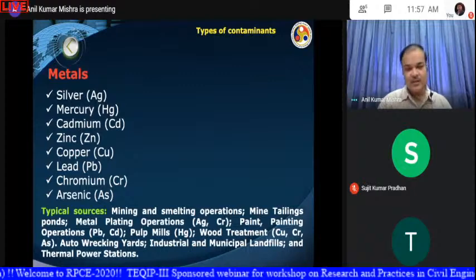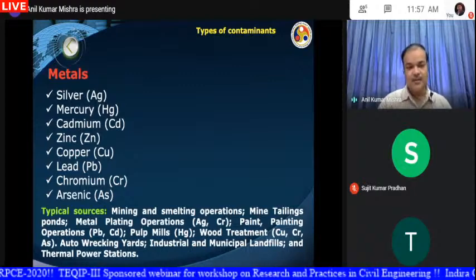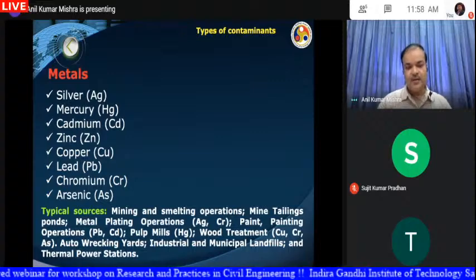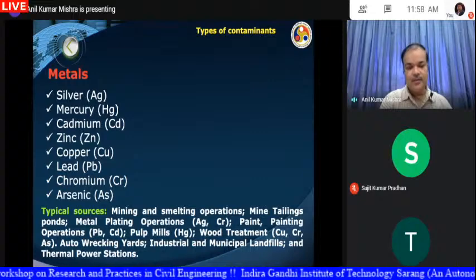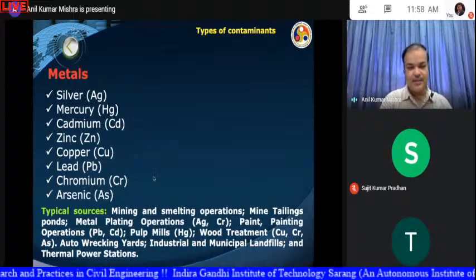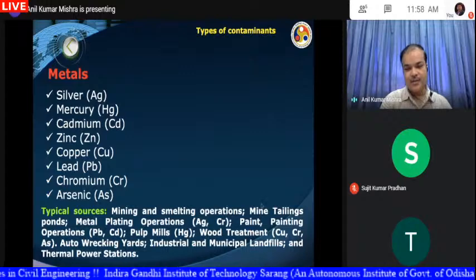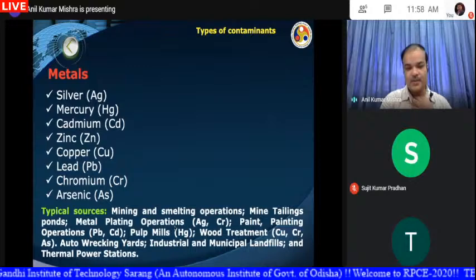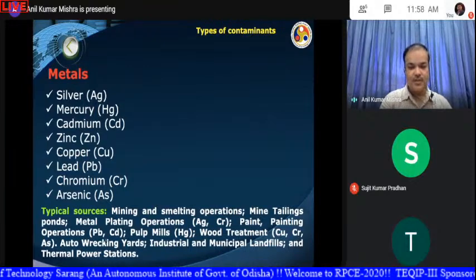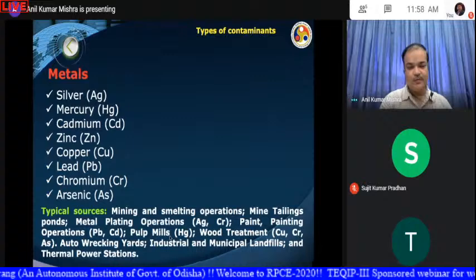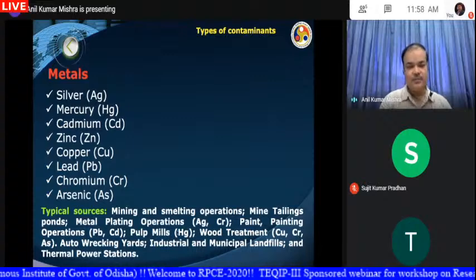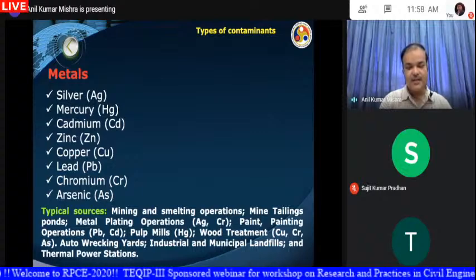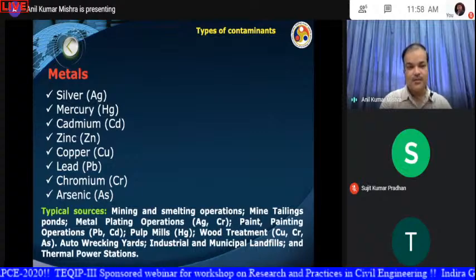These are different metals or heavy metals generally present in our contaminants, which create a problem for the environment. The sources of these heavy metals may be mining and smelting operations, mining and tailing ponds, metal plating operations, painting operations, pulp mills, wood treatment. These are the different sources from where these metals can get out and contaminate our groundwater resource.